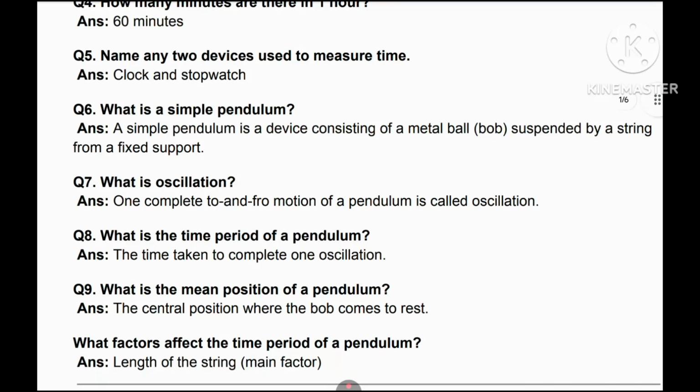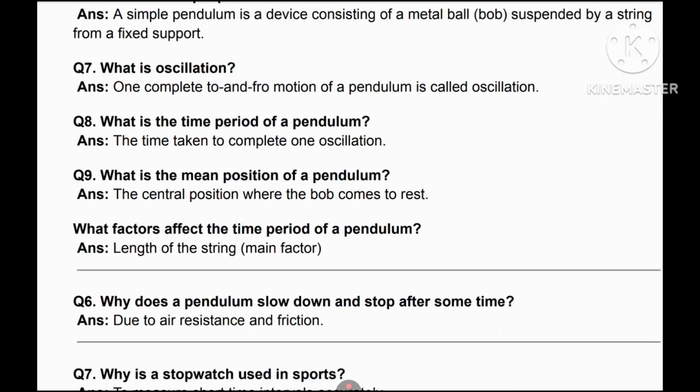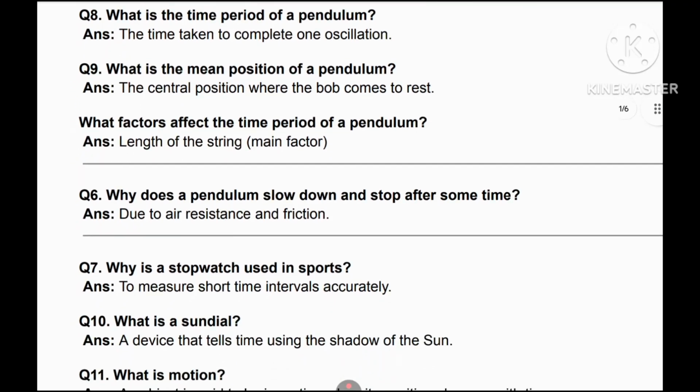Name any two devices used to measure time. Clock and stopwatch. What is a simple pendulum? A simple pendulum is a device consisting of a metal ball or bob suspended by a string from a fixed support. What is oscillation? One complete to and fro motion of a pendulum is called oscillation. What is the time period of a pendulum? The time taken to complete one oscillation. What is the mean position of a pendulum? The central position where the bob comes to rest.